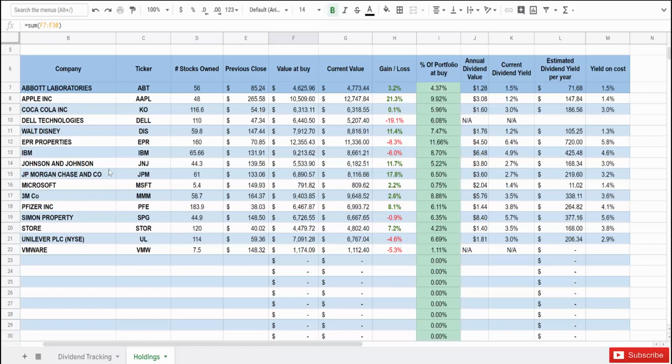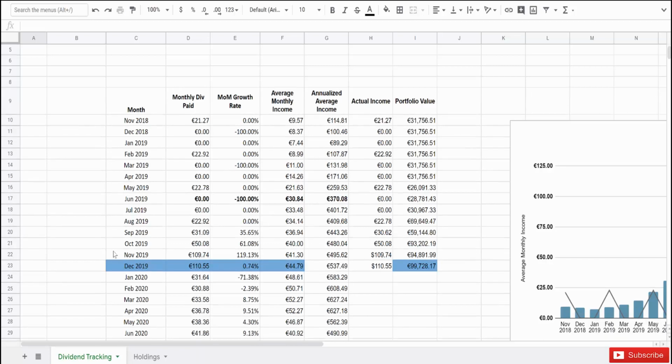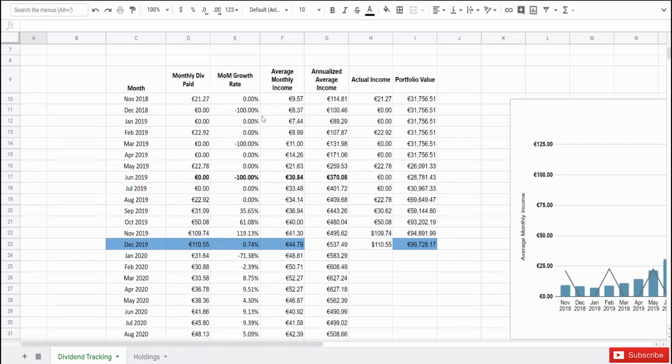So now I'm going to show you another tab of this sheet where I track the real dividends that I'm getting paid every month, because one thing is the dividends that you earn and then what you are paid. And you need to pay taxes for the dividends that you get paid for.